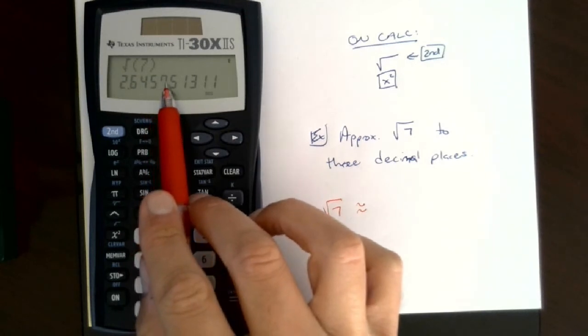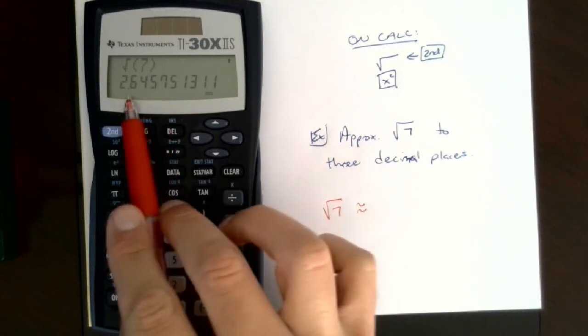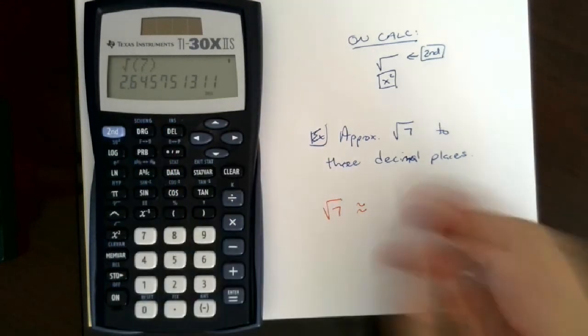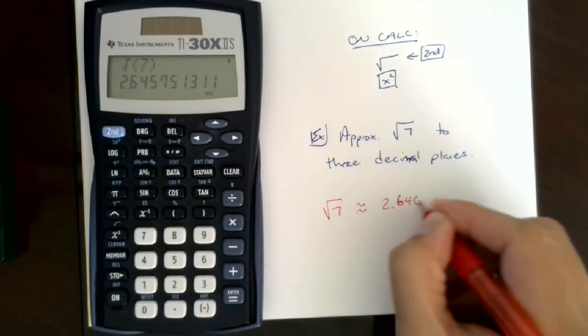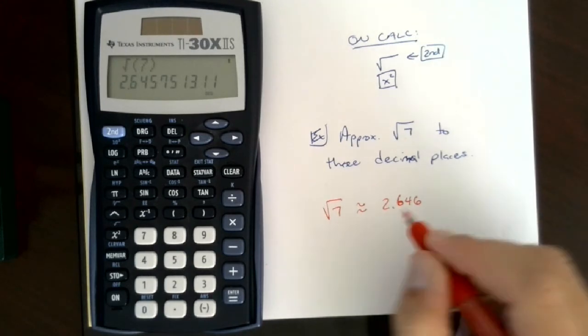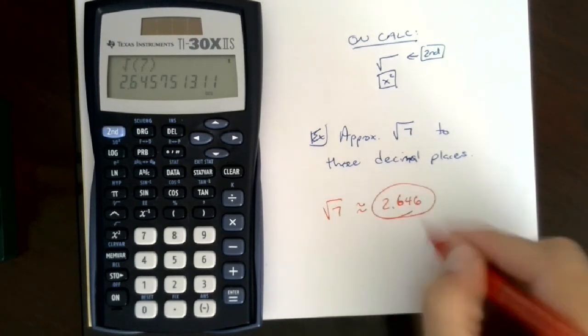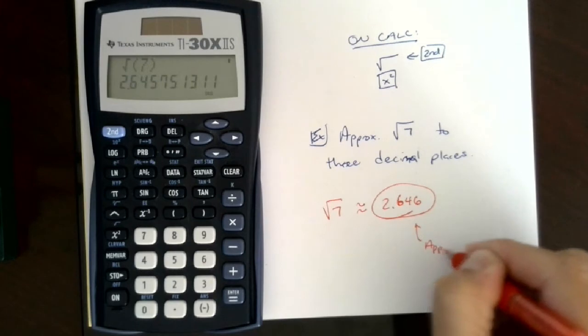Because the 5 or above, we'll round the place up. So 3 decimals is 2.64, and we're rounding it to 6. So 2.646. This is what we would call the approximation.